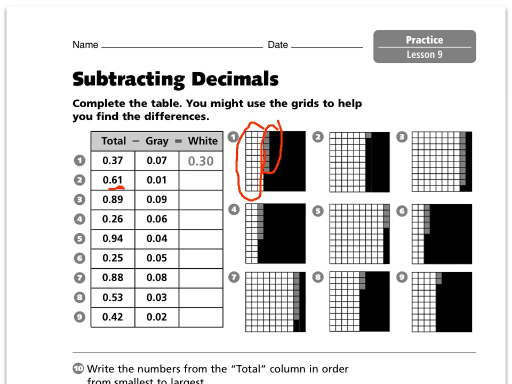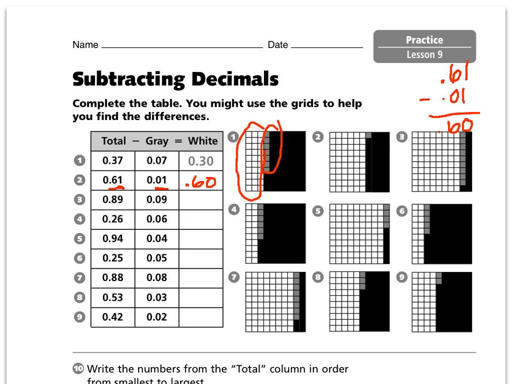I need to subtract 1 cube from 61 cubes, and I know that 61 hundredths minus 1 hundredth is going to be 60 hundredths. I could have also lined them up and subtracted if I needed to do that. Where I have 61 hundredths minus 1 hundredth, I have 0, 6, bring down the decimal. That works if you need to line it up.